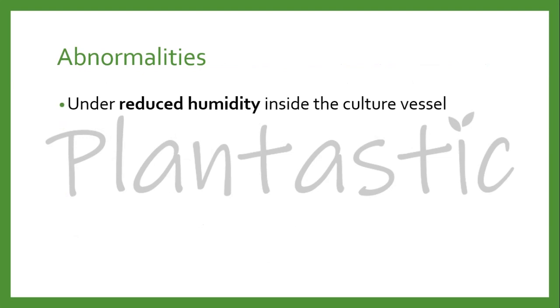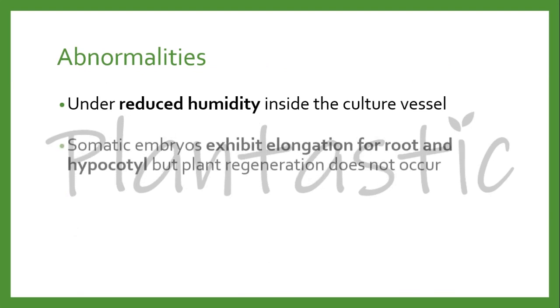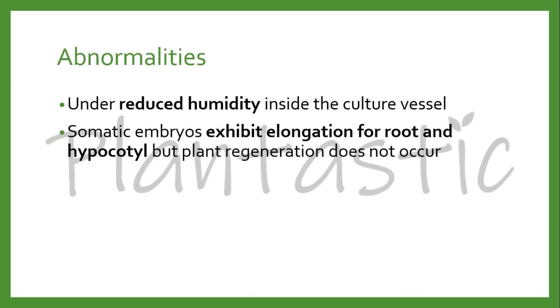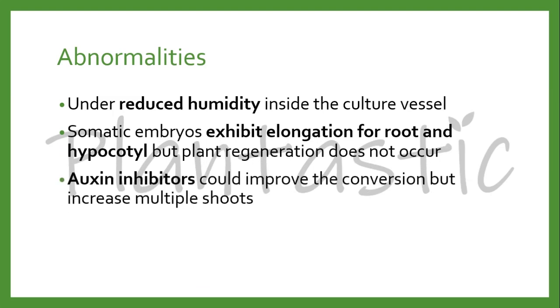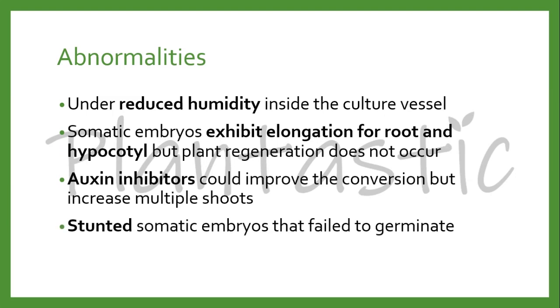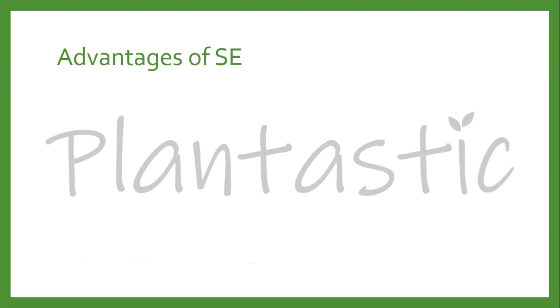Abnormalities will be observed under the reduced humidity inside the culture vessel. The somatic embryos will exhibit elongation of root and hypocotyl, but regeneration does not occur. Another abnormality is that auxin inhibitors could improve the conversion but increase the multiple shoots. It's common to see standard somatic embryos that fail to germinate, or they will have precocious germination. Therefore, the concentration and the application of the plant growth regulator need to be optimized in order to have a successful somatic embryogenesis. As occurs with so many abnormalities, what are the advantages of somatic embryogenesis?